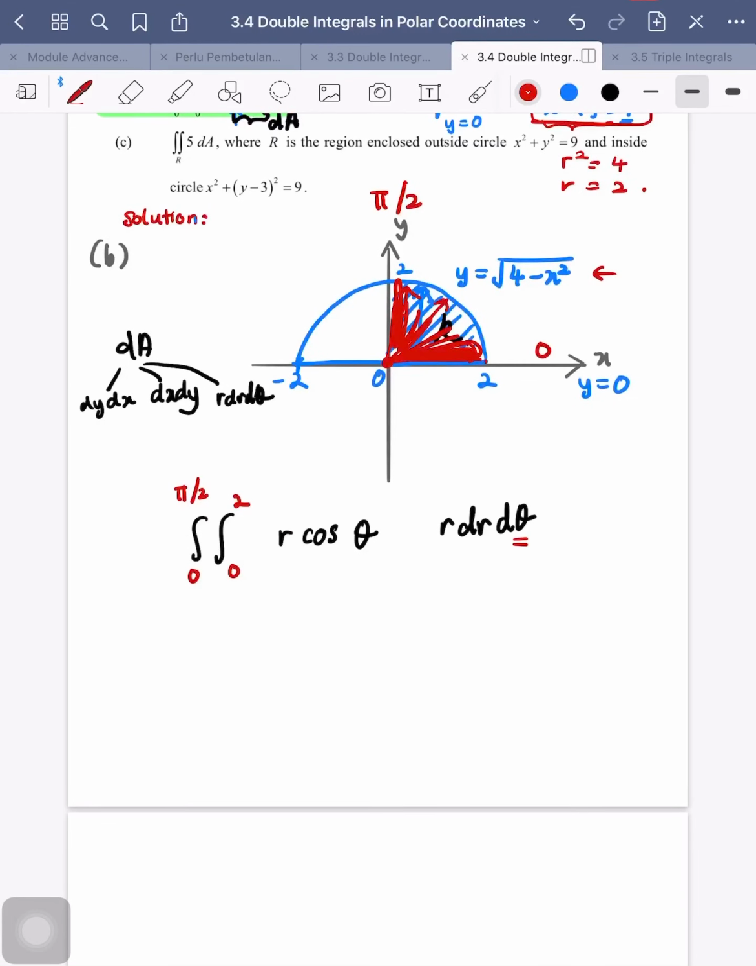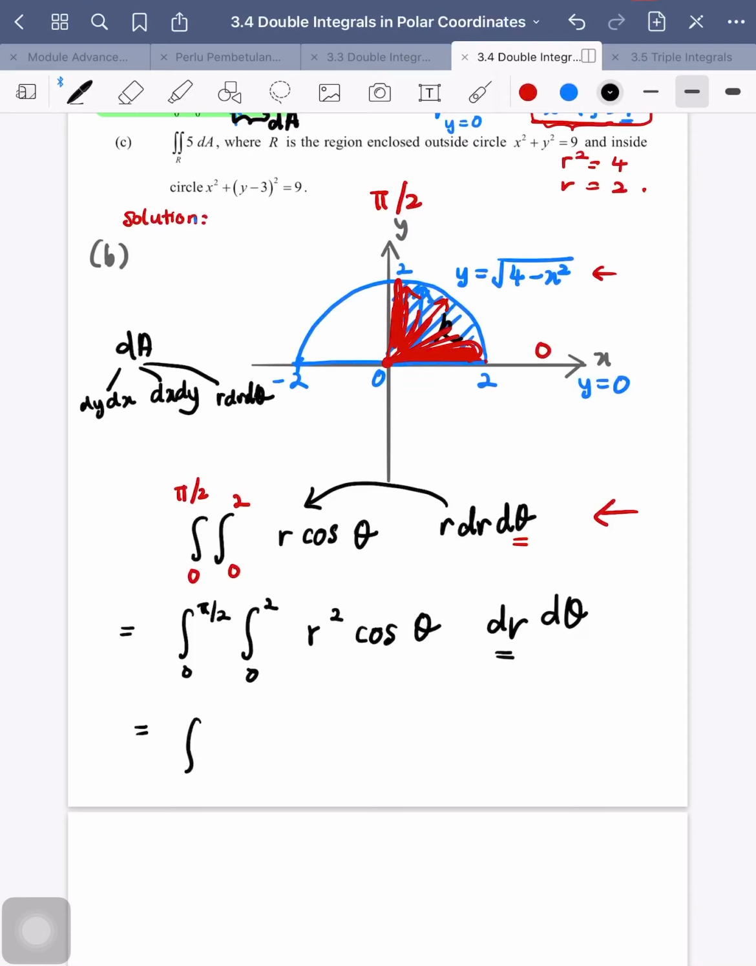Okay, so you already have your function here. Now you just have to evaluate. To evaluate, just integrate. The outside you just copy, d theta. Integrate r first. Before I integrate, I multiply the r. First, r with this one, I have r squared cos theta dr. I'm not integrating yet, I just multiply inside.